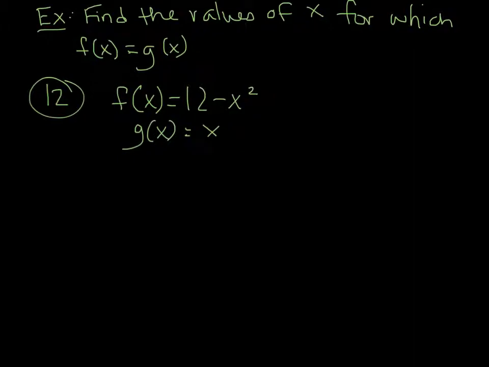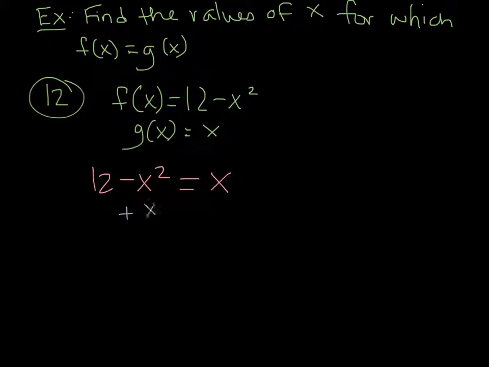For our last type of example, we are going to try to find the values of x for which f of x equals g of x. This is telling us that f of x is 12 minus x squared. We want that equal to g of x, which is x. When you get this type of problem, all you're doing is setting those two equations equal to each other.